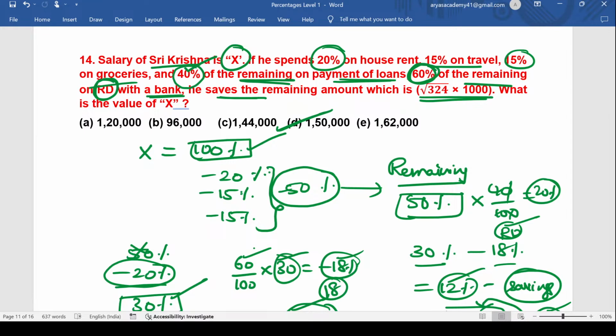It's a very simple question. I have already taught you this method. If the word remaining is used, then you have to be cautious enough while solving the question.